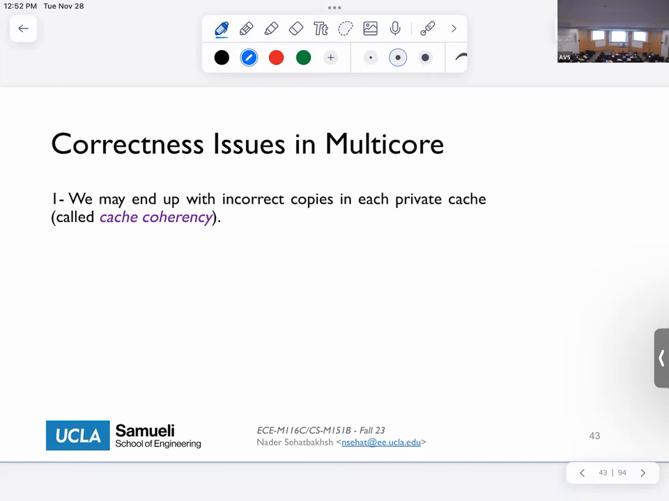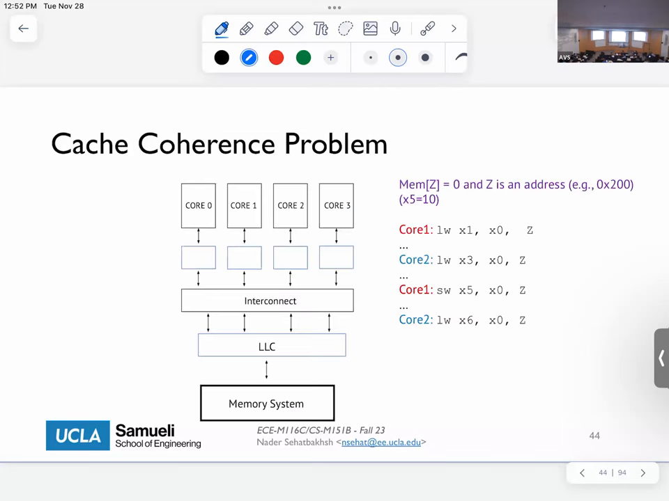Since each private cache has its own copy and doesn't share it with others, if they manage to somehow get an incorrect copy, which I'm going to explain very soon, then we have what we call an incoherent cache. To give you an example of how this might happen, consider this very simple example.